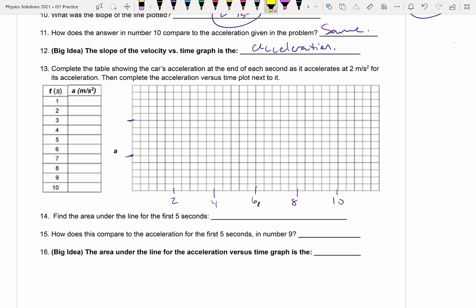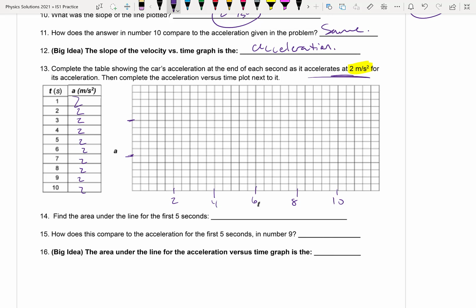So in this case, it's moving at a constant acceleration, 2 meters per second squared. So if the acceleration is constant, that means after 1 second, it's still going to be 2 meters per second squared. And after 2 seconds, it's still going to be 2 meters per second squared because it's moving at a constant 2 meters per second squared every second that goes by. So it's just going to be 2 all the way down.